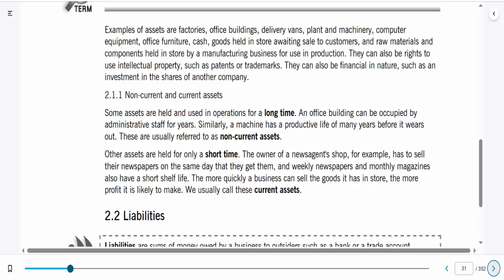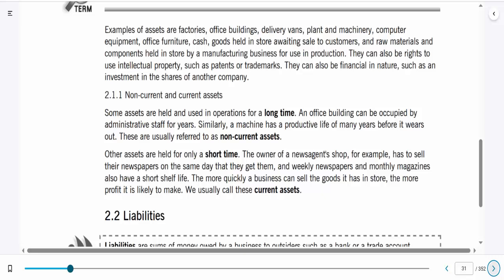Non-current assets are usually expensive and are intended to last, so the business doesn't buy or sell them frequently. They're more like investments that help the business operate for the long haul. Examples of non-current assets: buildings and office spaces, machinery and equipment used in production, vehicles like trucks or delivery vans that the business owns, furniture and large office equipment.